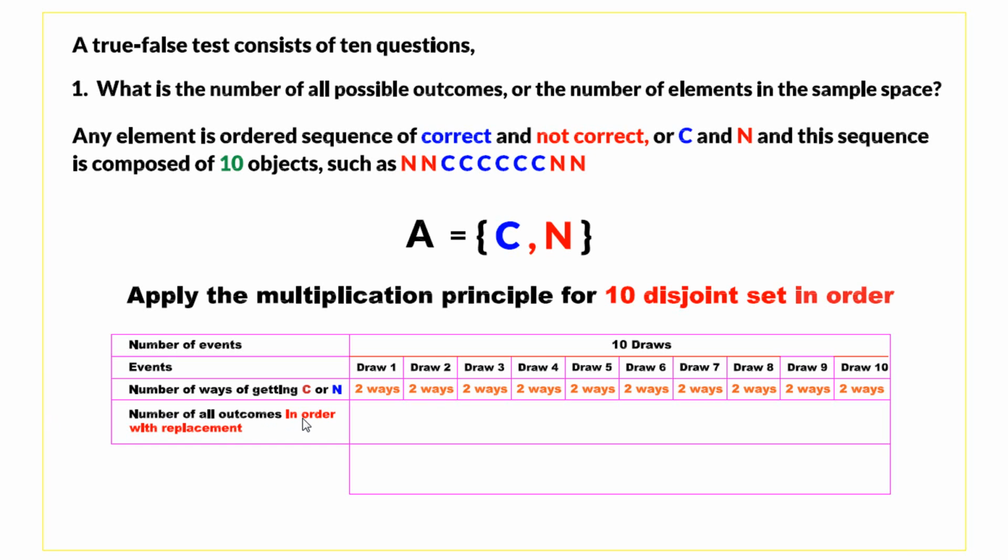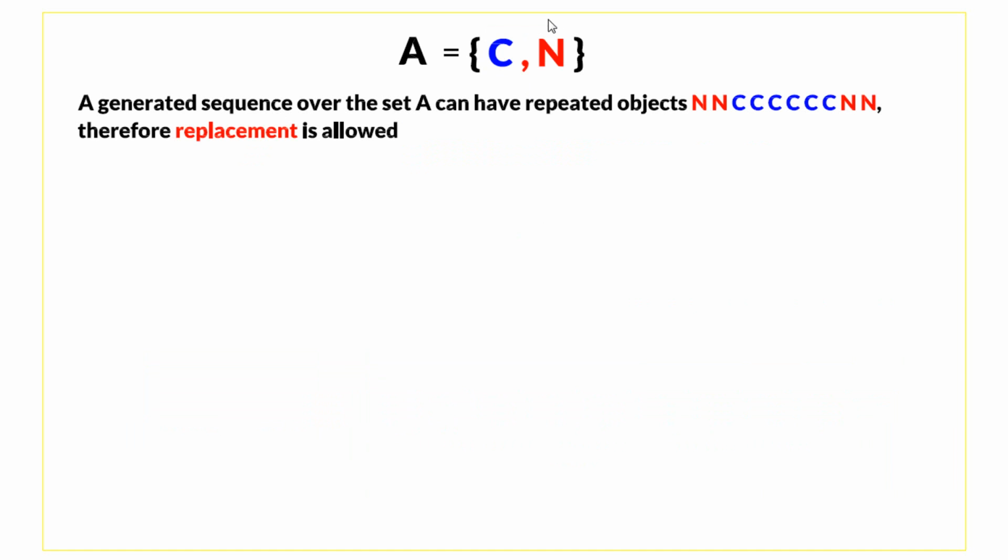The number of ways that all these 10 questions may come out as correct or not correct is the multiplication of all these ways, and that is 1024 ways. These are the number of ways this true-false test can be answered. It can be answered in 1024 ways.